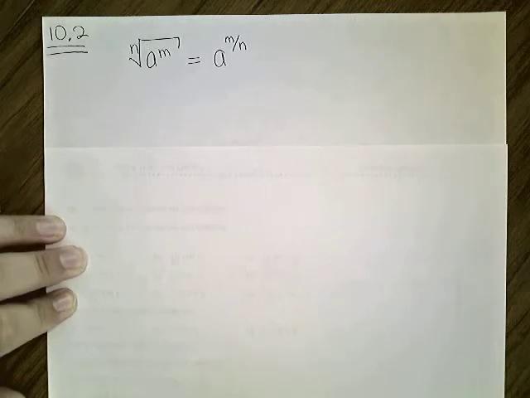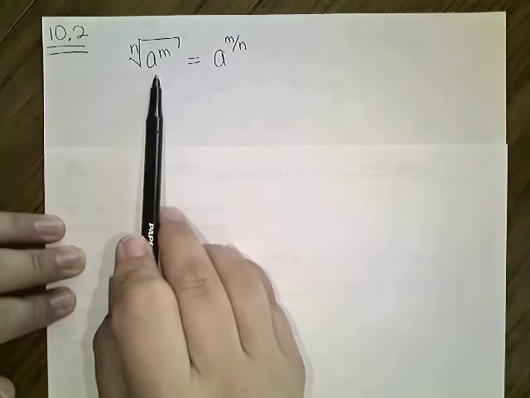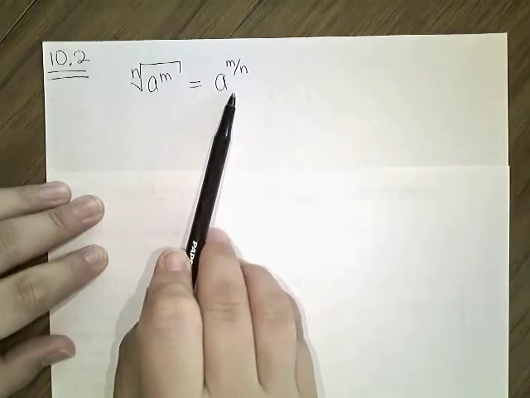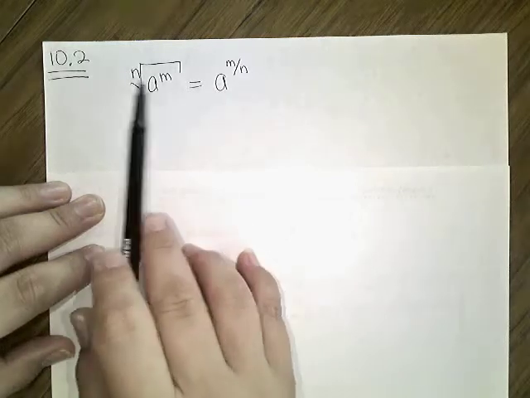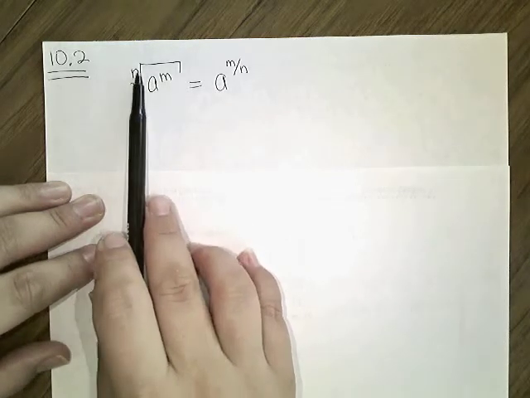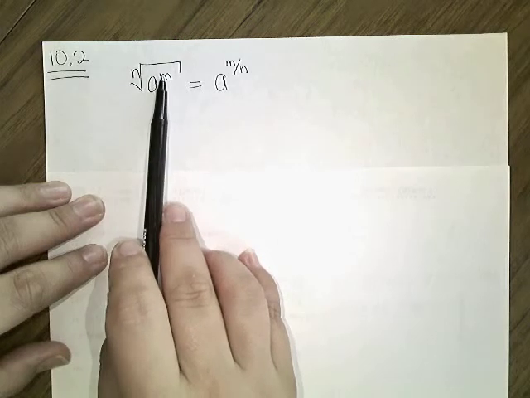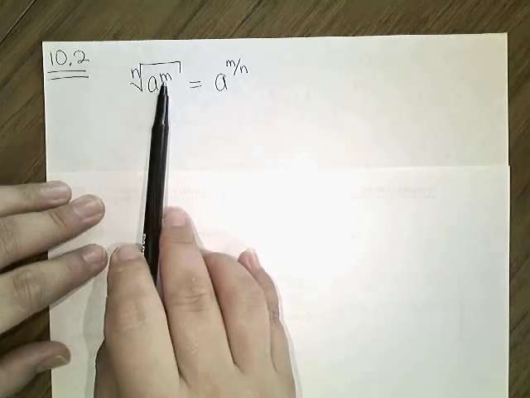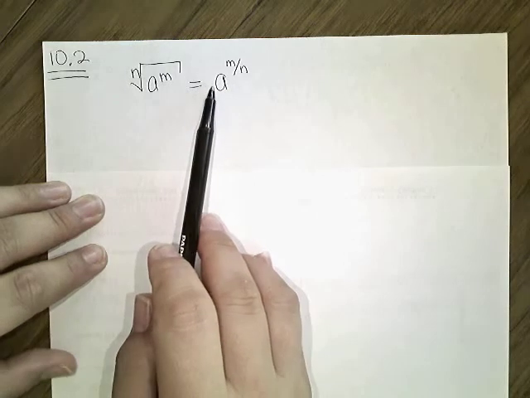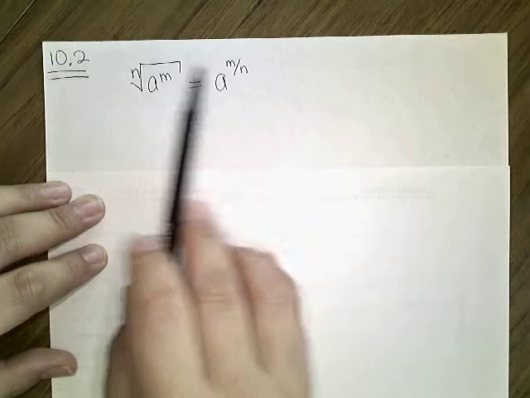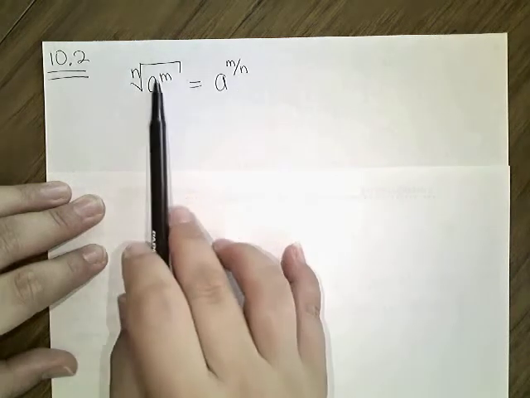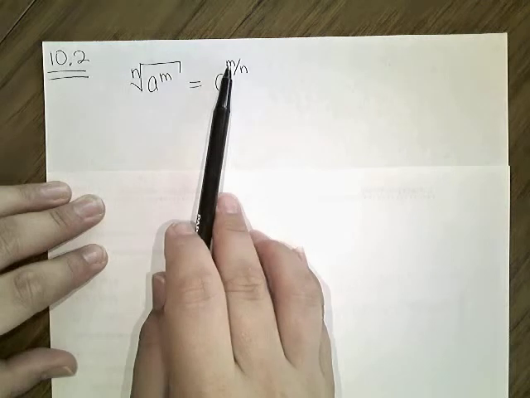Section 10.2 deals with converting from a radical expression to a rational exponent. A radical expression, like a square root, has an index number n, so it is the nth root of a to some exponent m. We can convert this into exponential notation and go back and forth between the two, depending on whatever is more appropriate. Our index number becomes the denominator of our exponent, and the exponent number becomes the numerator of our exponent.